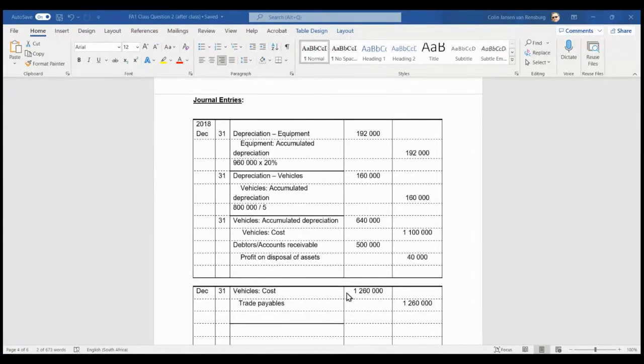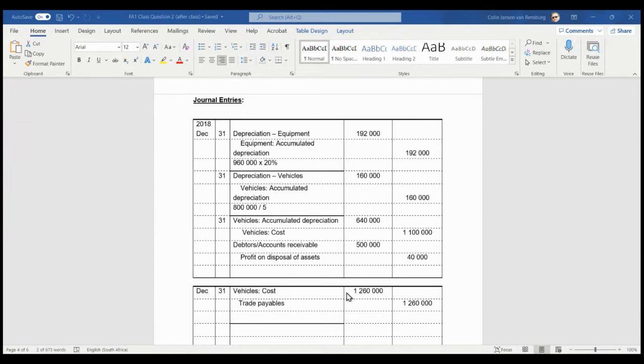So we took the opening balance on the accumulated depreciation account at the beginning of the year, and then we had a look: did we make any further entries during the course of the year on that account? The answer is yes. On the 31st of December, in that second journal entry, we credited that vehicle's accumulated depreciation with a further 160,000. So your opening balance of 480,000 plus 160,000 gives us that 640,000.